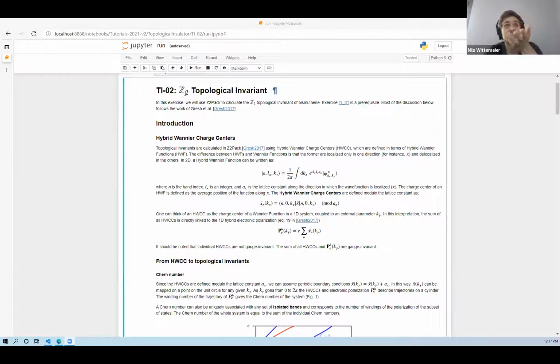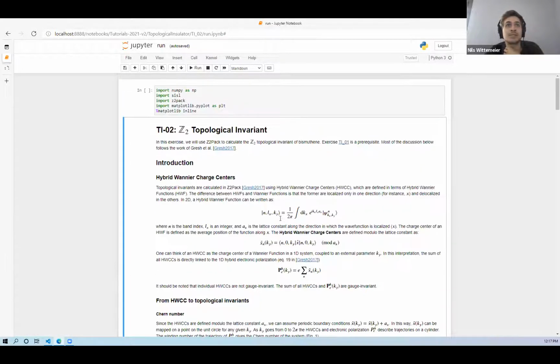I don't know how many of you have actually gotten to this exercise, because we didn't get any questions about it on the Discord server. So we figured we would show it here. This is based on the first tutorial that we had prepared for the topological insulator stuff.